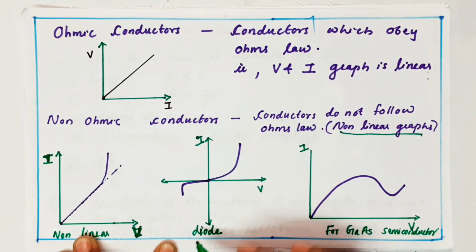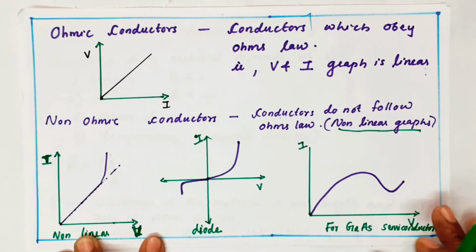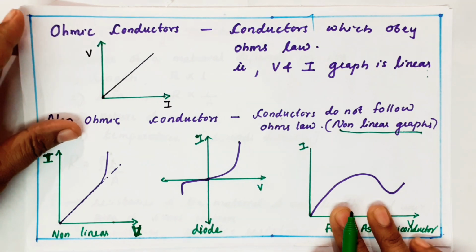This is the graph for a diode. Okay. Diode you will learn in the semiconductor chapter. It's a semiconductor device. And see, this is gallium arsenide. That also is a semiconductor, a compound semiconductor. And here also, the current and voltage graphs are not linear. They show non-linear graphs.